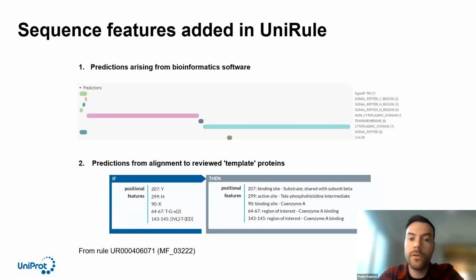First, bioinformatics software for transmembrane regions and signal peptide predictions are run on each of these sequences. This particular protein has some evidence of transmembrane regions, so that would be part of the annotation in this rule. And secondly, there is a more closely curated methodology of adding sequence information. This is particularly something that is done in HAMAP rules. Here, the protein is aligned with other template proteins, and if there are certain similarities in the sequence, then it is considered appropriate to add that certain annotation.